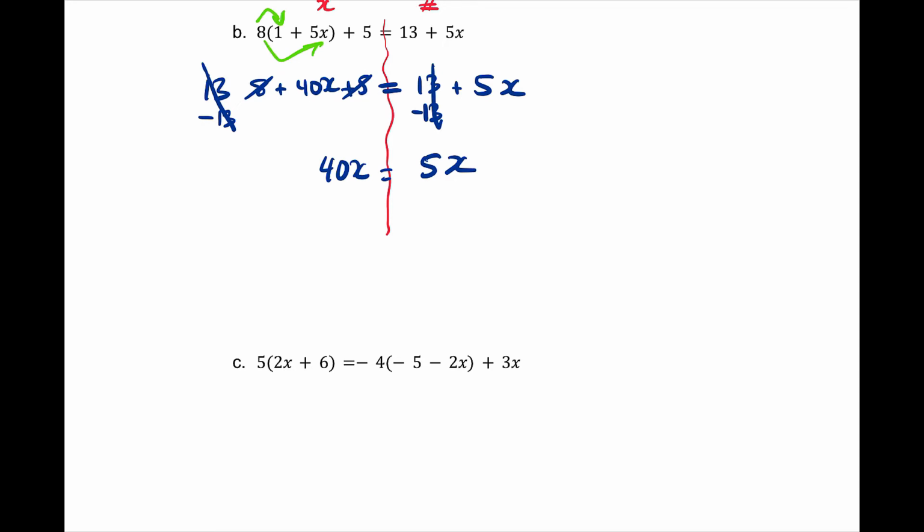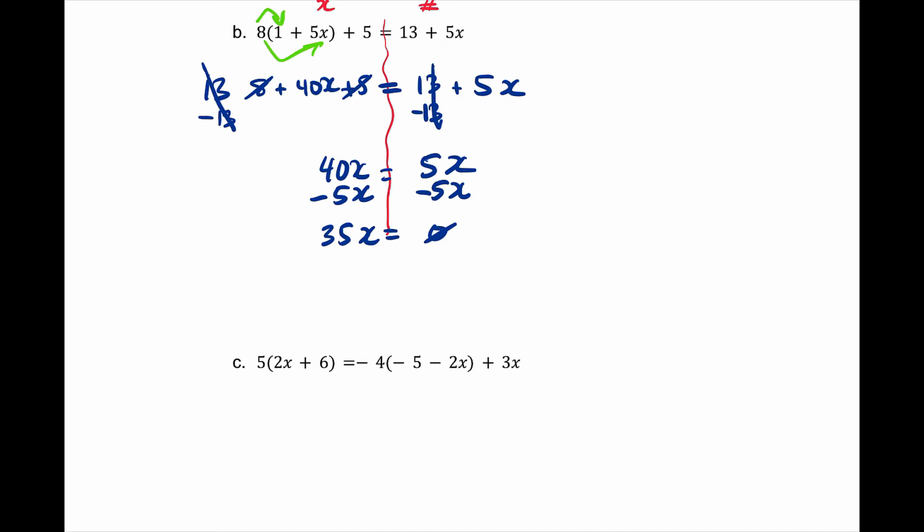What's going to be left on the right side when I move that 5x to the other side? Well, if I subtract the 5x from the right, I have to subtract 5x from the left. On the left, it's easy to see that we have 35x. And what do we have left on the right-hand side? We have nothing. And what is nothing? It is 0.